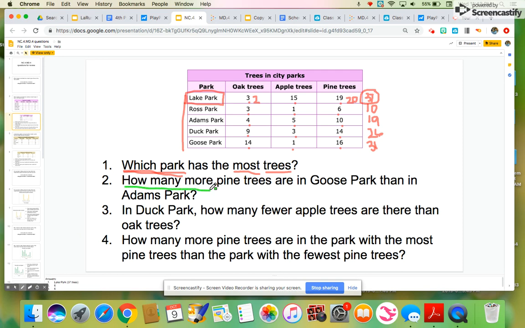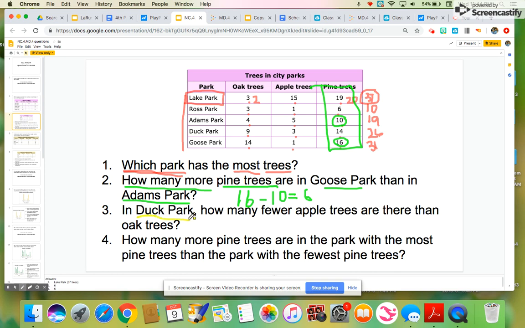How many more, when I see those words, I know I'm comparing two things. How many more pine trees are in Goose Park than in Adams Park? So I want to compare those two, and I'm talking about pine trees, so I want to look in this column about pine trees, and I want to know how many more are in Goose Park, which is 16, than there are in Adams Park, which is 10. So I'm just comparing those two amounts by subtracting. So I want to say 16 are in Goose Park, take away 10 in Adams Park, which gives us a total of 6 more.